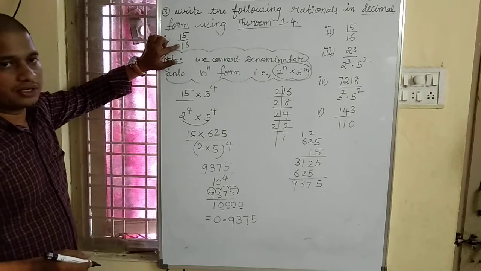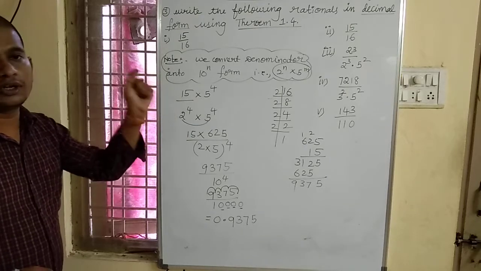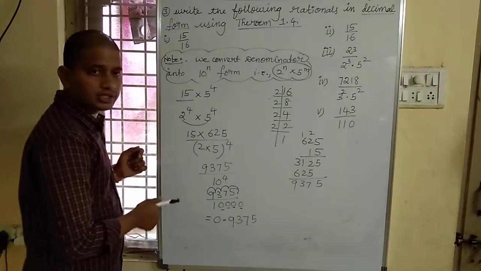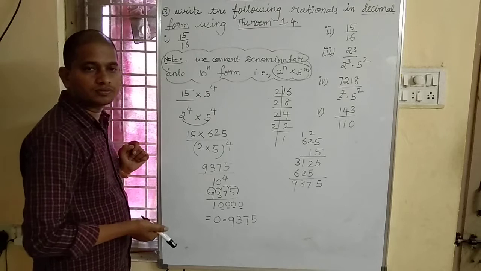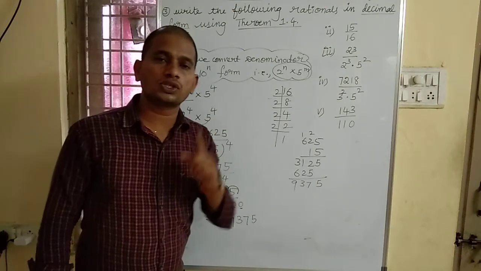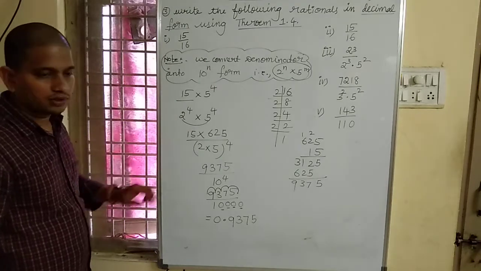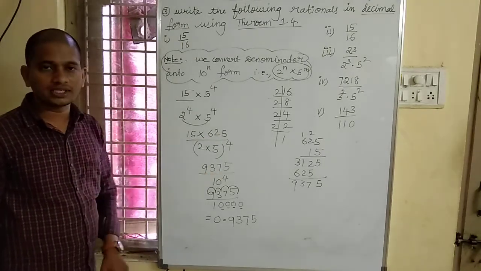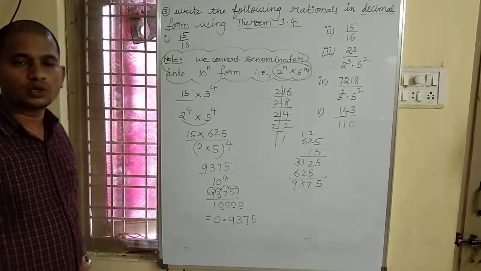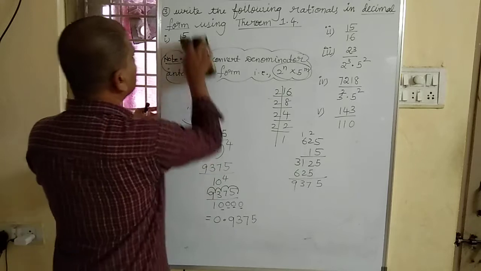Students, here 16 we can write as 2 to the power of 4. So we have to convert the denominator into the form of 2 power n into 5 power m. For our convenience, we multiply the denominator by 5 power 4. When we multiply the denominator by 5 power 4, at the same time we have to multiply the numerator also by 5 power 4. So 5 power 4 is nothing but 625, 15 into 625 is 9375, over 10 to the power of 4, 10,000. So we got 0.9375.